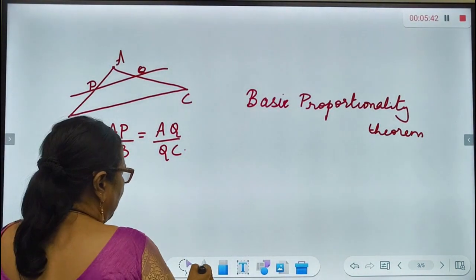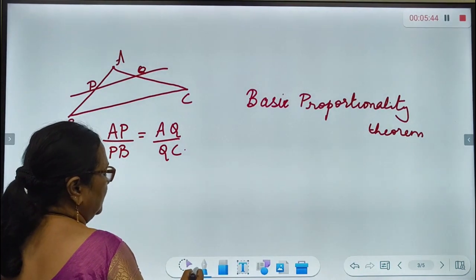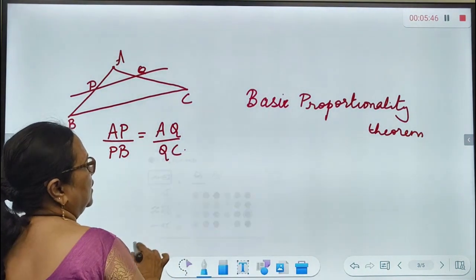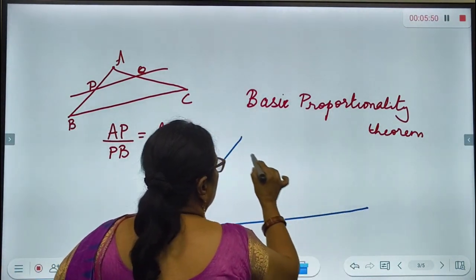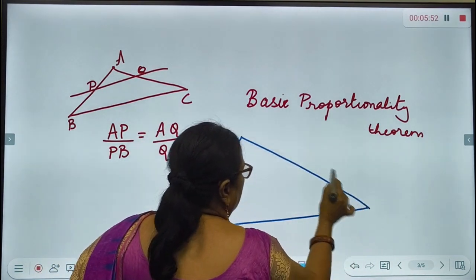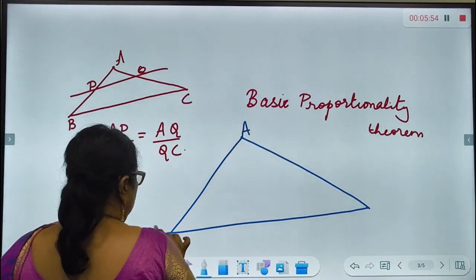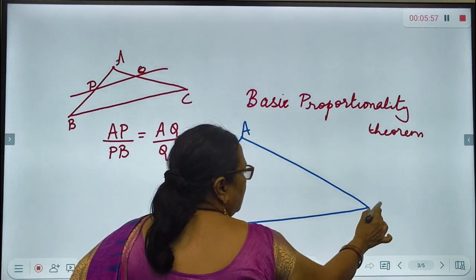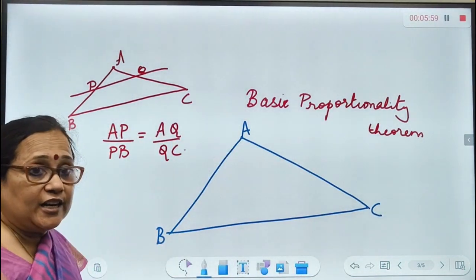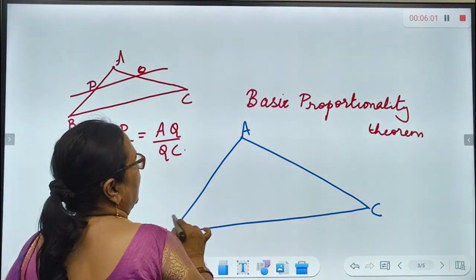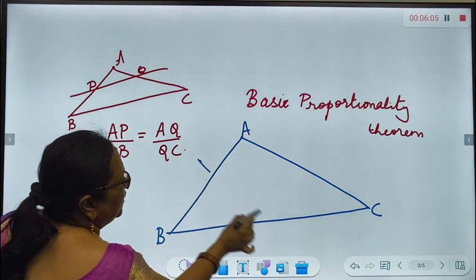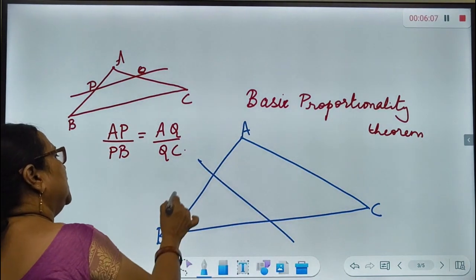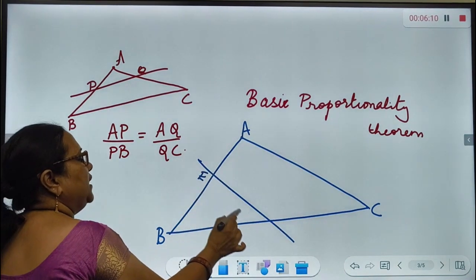This result is called the basic proportionality theorem. Okay, so let me demonstrate again with another triangle. Let me use a different color. So you have a triangle ABC. I'm just explaining the theorem alone. We will see the proof later. Suppose I draw a line which is parallel to one of the sides. Let me draw a line parallel to AC. Let this be E and F.